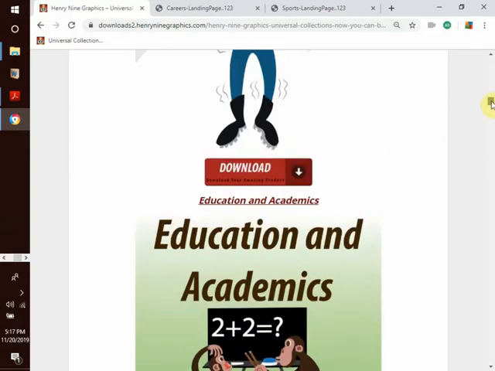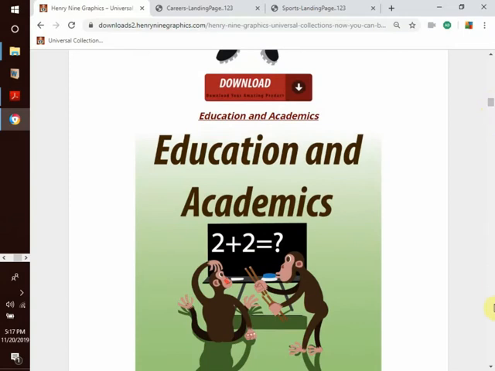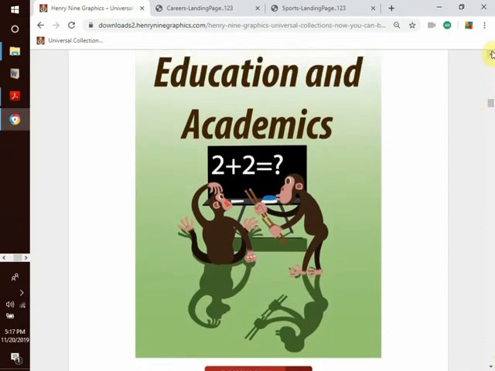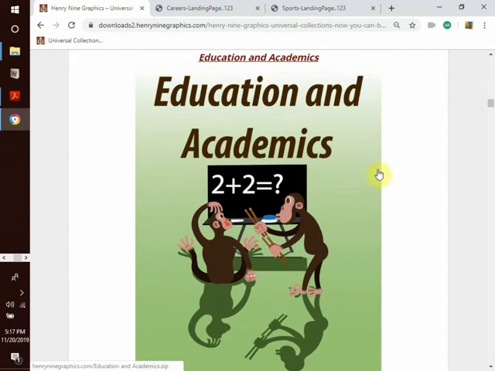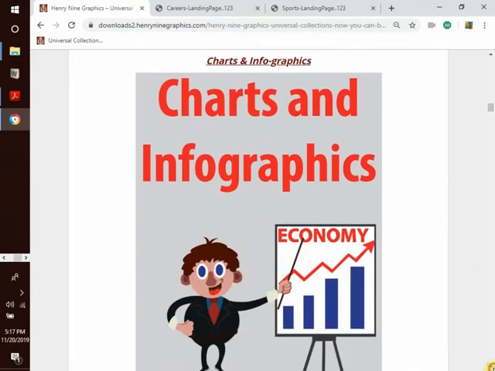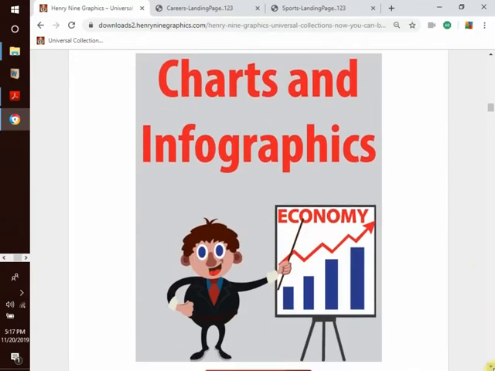We move on to our next topic, which is education and academics. These are basically self-explanatory things to do with school, books, studying, learning, and so much more. We have charts and infographics. If you're a fellow that likes explaining yourself in terms of charts and maybe graphs or data, we have a sample collection for you to use in your presentations.